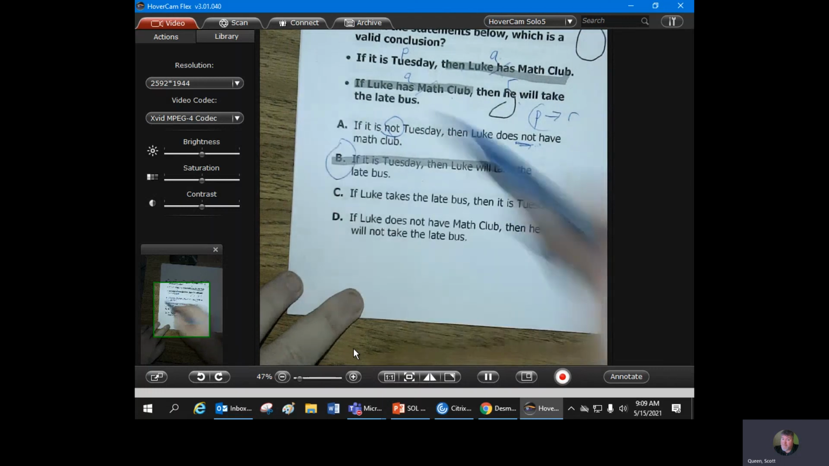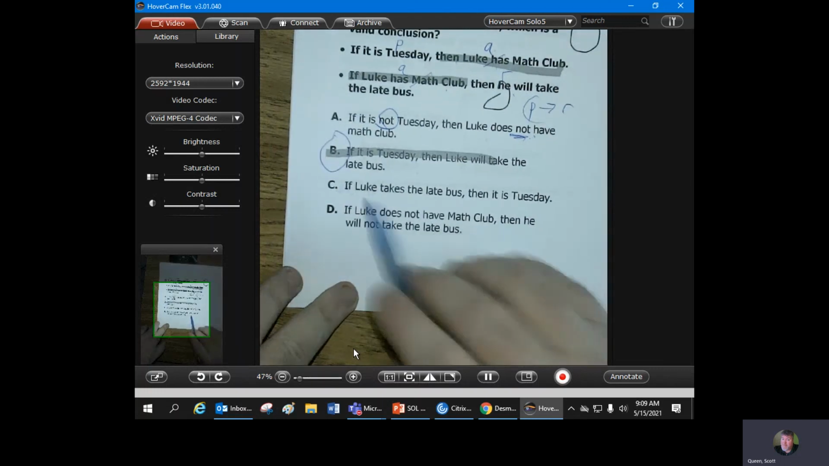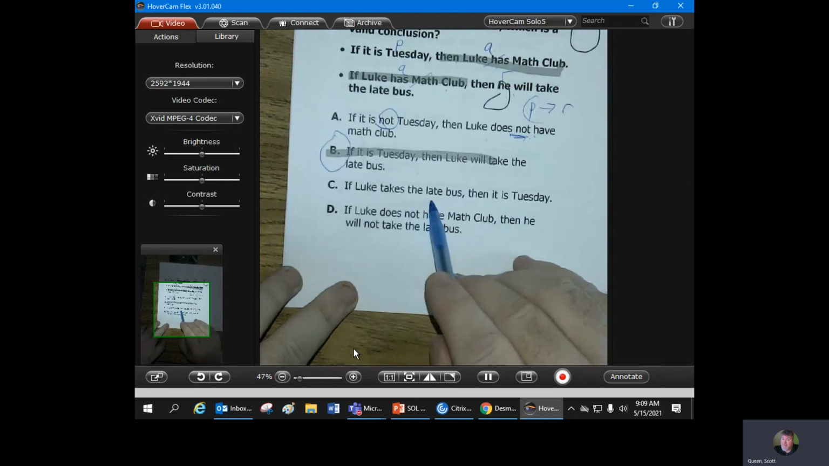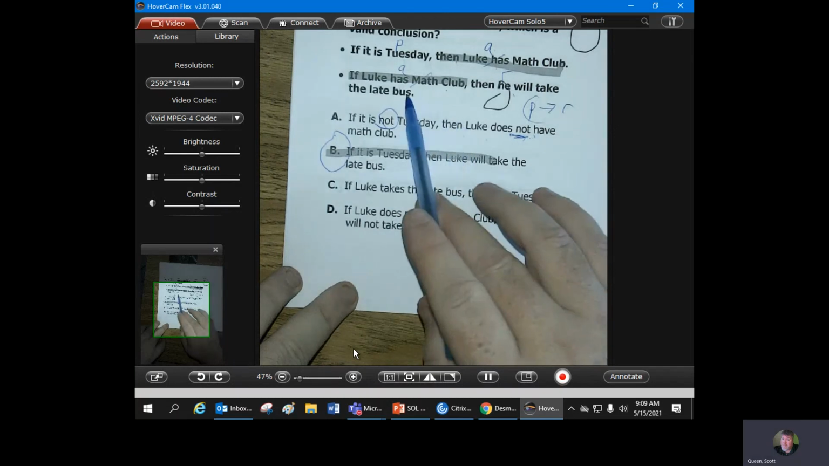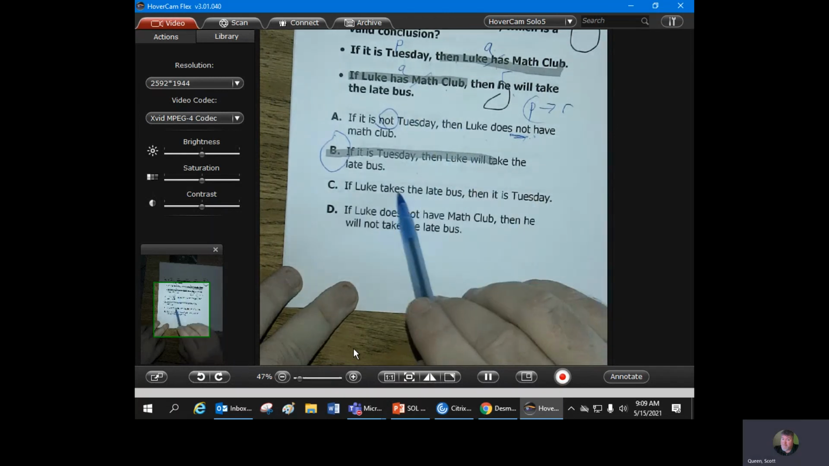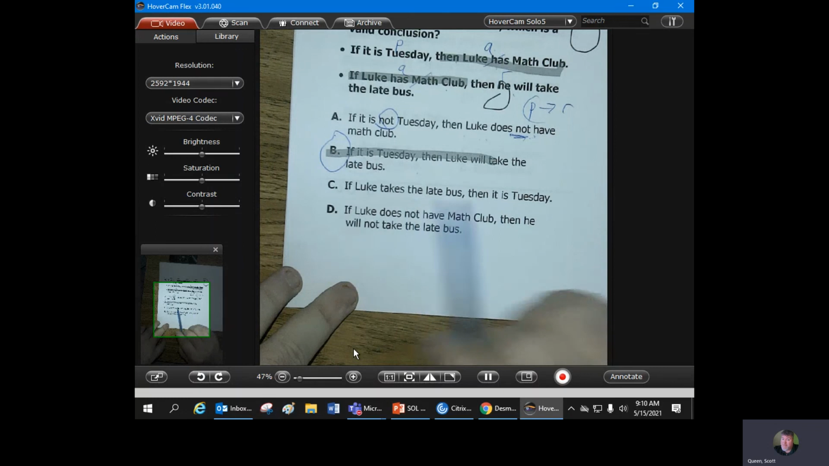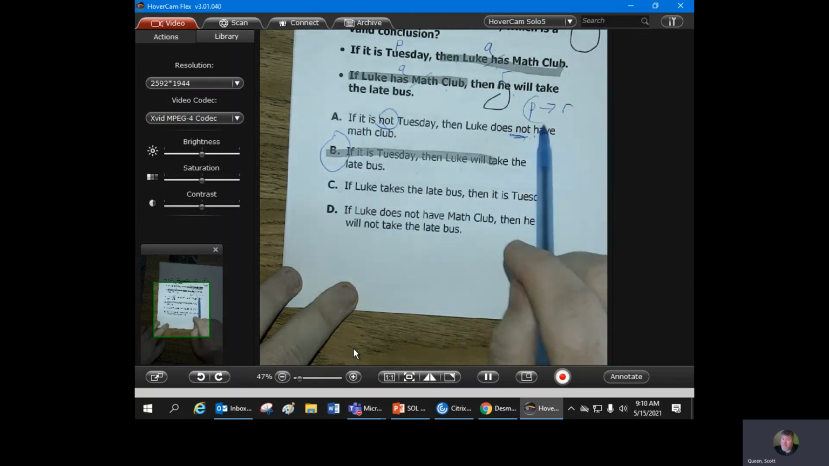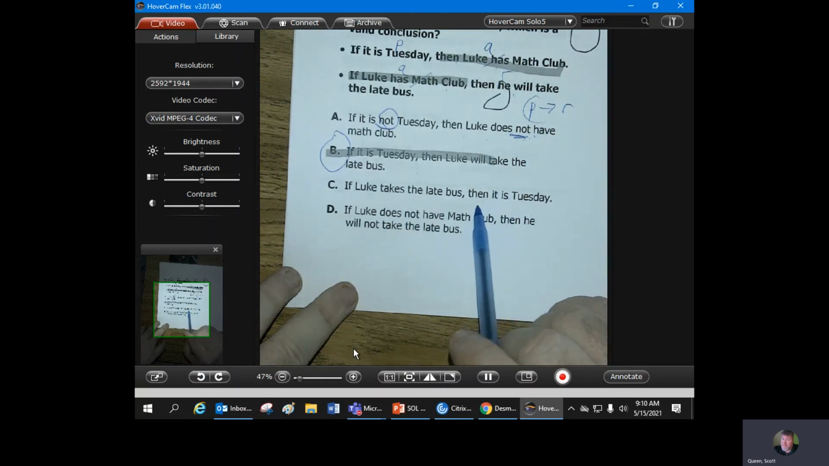That's going to be our correct answer. But let's finish eliminating. If Luke takes the late bus, that is, they just skipped straight to Q. If Q, then it is Tuesday. If Q, then P. That's not what we're doing at all, is it? That doesn't work that way. It doesn't necessarily have to be there.